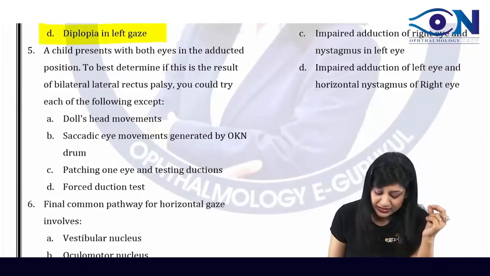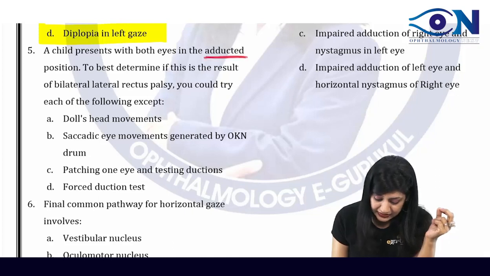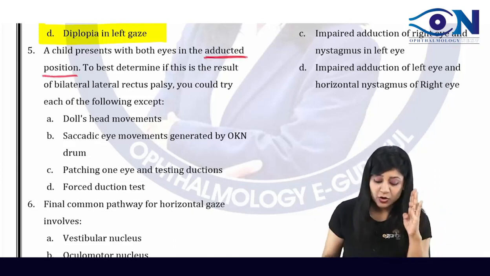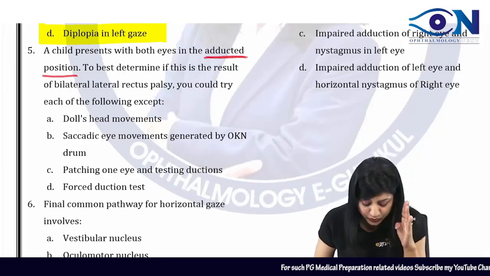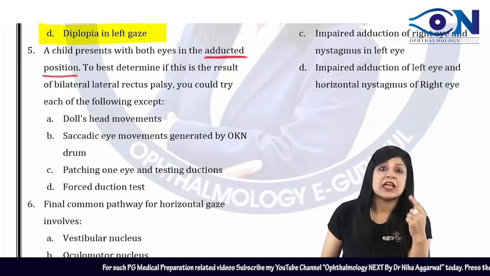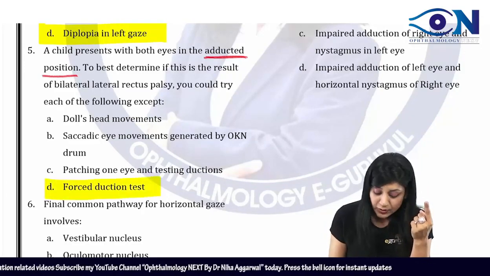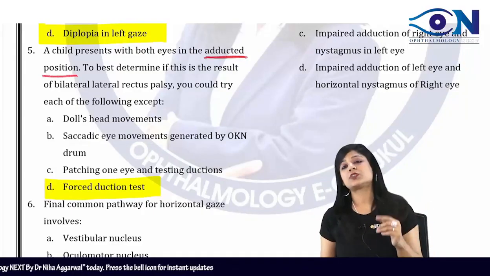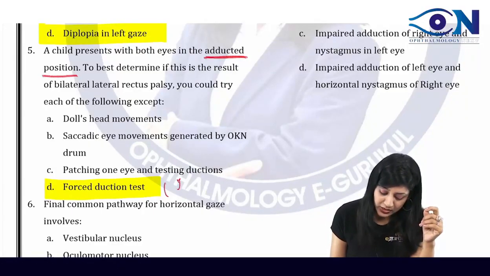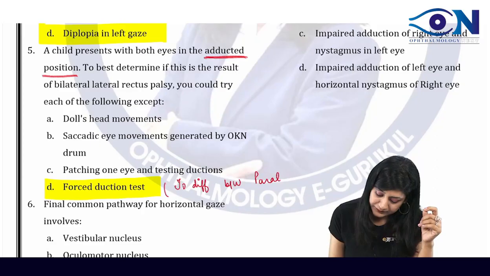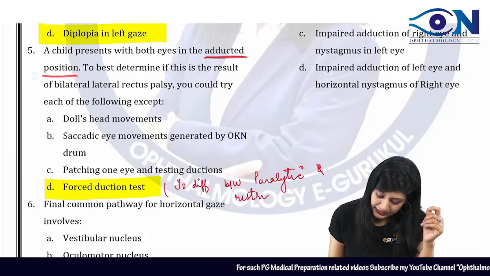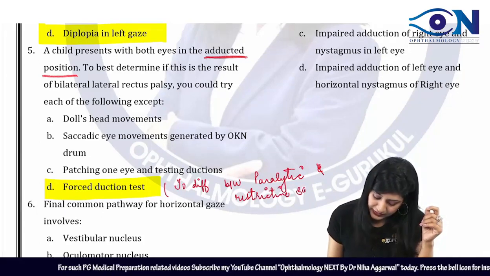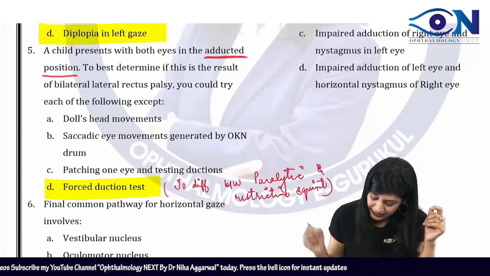Next question, a child is presenting with both eyes in the adducted position like this. Now to best determine if this is the result of bilateral rectus palsy, you could try each of the following except. The answer is pretty clear here. It is actually D, because even if you do not know the first 3 options, you know that the forced duction test is used to differentiate between the paralytic and the restrictive squint.